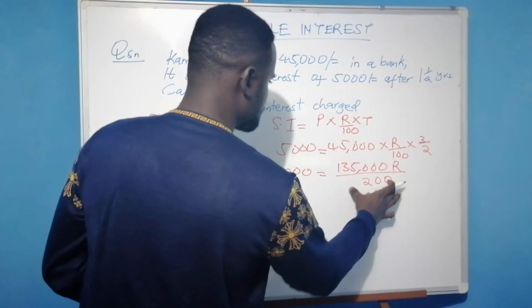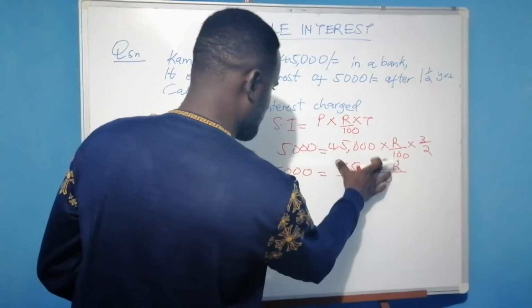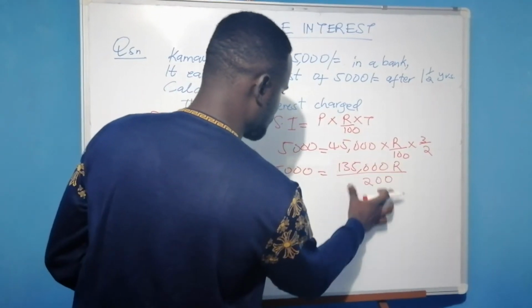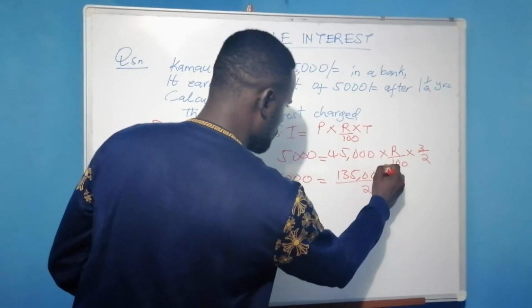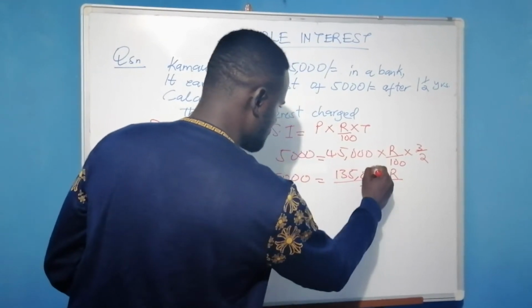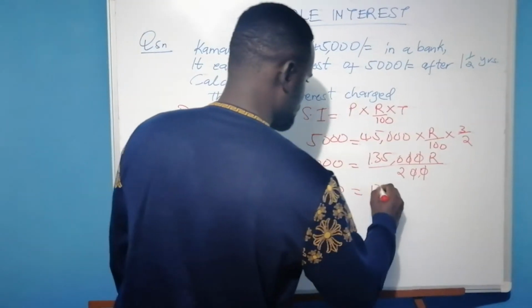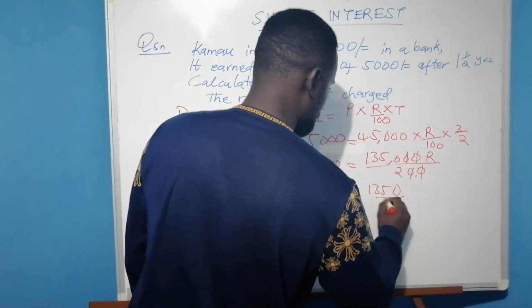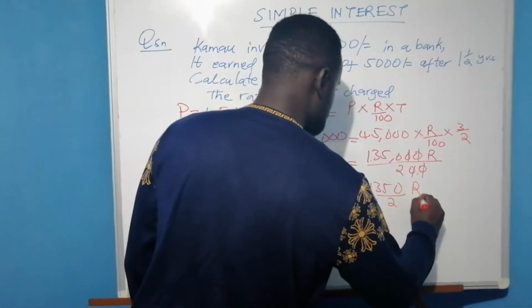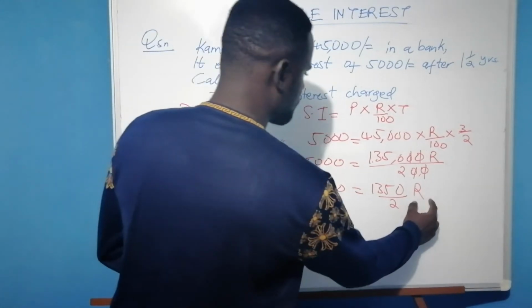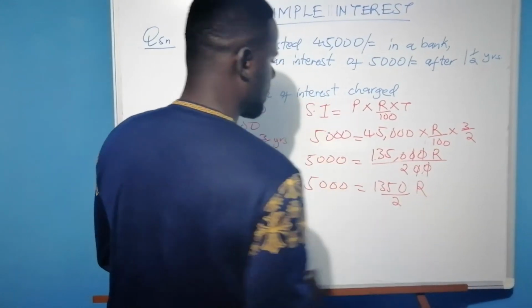From this point, what do we do next? Let us simplify this. So this 0 will cancel with that, this and that, and we get 1350 all over 2 times R. I want to find the value of R.